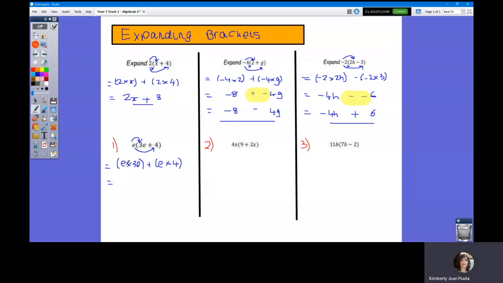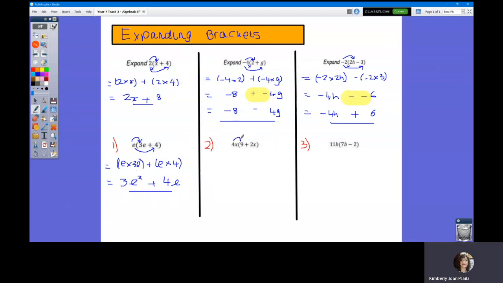Now we have e times 3e. A value which is not written is 1 here, okay? We don't write 1 in algebra. So first, work out the coefficients. 1 times 3 gives us 3. e times e gives us e squared plus e times 4 gives us a value of 4e. Okay, so do I add 3 with 4 here? No, because e squared represents a different variable from e. Okay, so there you have your final answer.